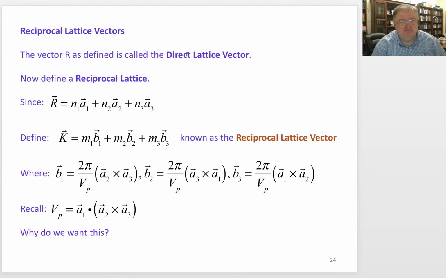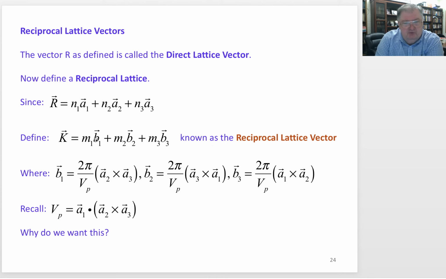Now I'm going to define something known as a reciprocal lattice. I'm going to define it, and then you'll see why I defined it the way I did. Given this as the direct lattice vector, I define a reciprocal lattice vector with three vectors, b1, b2, b3, and once again, three integers, m1, m2, and m3. Big K here is known as the reciprocal lattice vector.